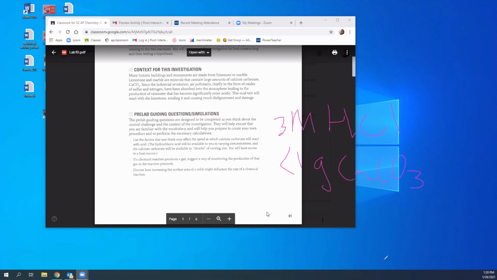Because you're going to write a rough draft procedure before you get started, and when you get started doing stuff, you might tweak some things. So I want to make sure you have a game plan before you start collecting data.